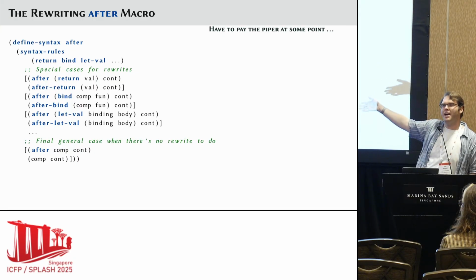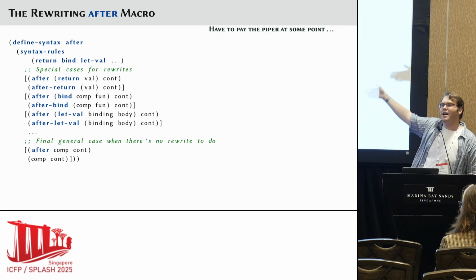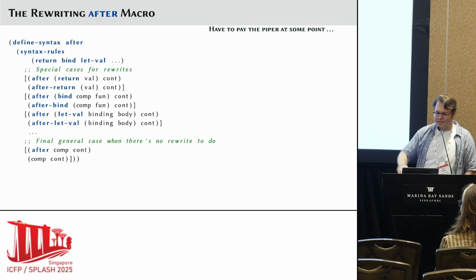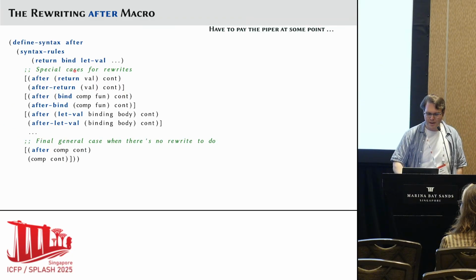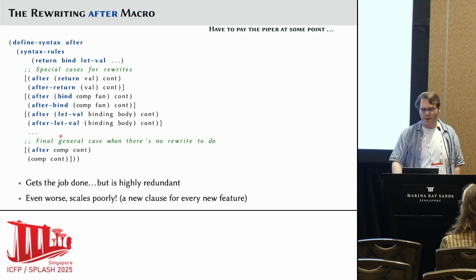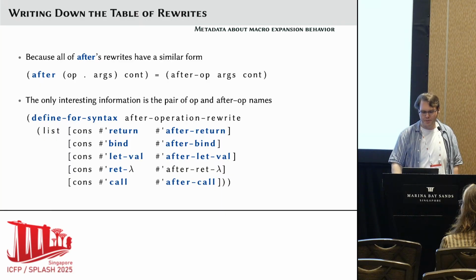Every special case we have of a rewrite shortcutting, there's a lot of them, and they all are essentially of this form. After I return a value, I turn into after-return. After I bind a value, I do that. After a let value, I've got a special form for that. And if none of those apply, I just do the normal thing. Okay, that's very redundant and kind of closed off, so not ideal.